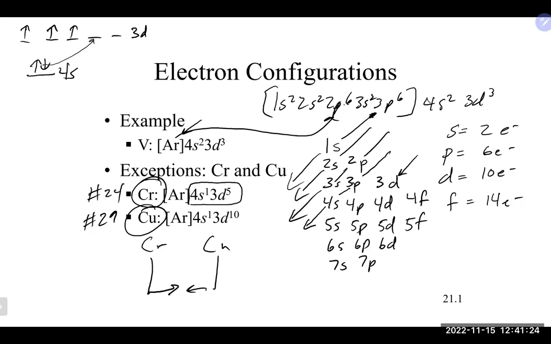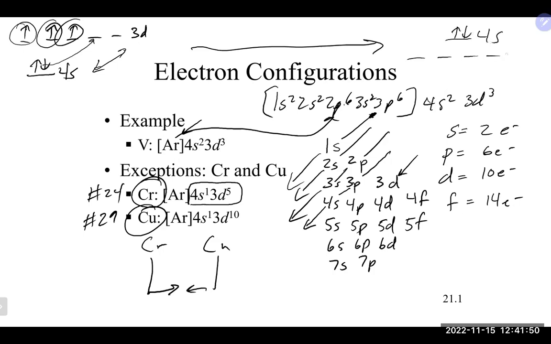By the way, what happens with the energy of these two sets of orbitals once you start putting electrons into the d orbitals? Anybody know what happens? They actually switch in energy. Once you start filling the d orbitals, there's a switch in the energy, and the 4s orbitals actually end up being higher in energy than the d orbitals. And that's really important for how transition metals lose electrons.